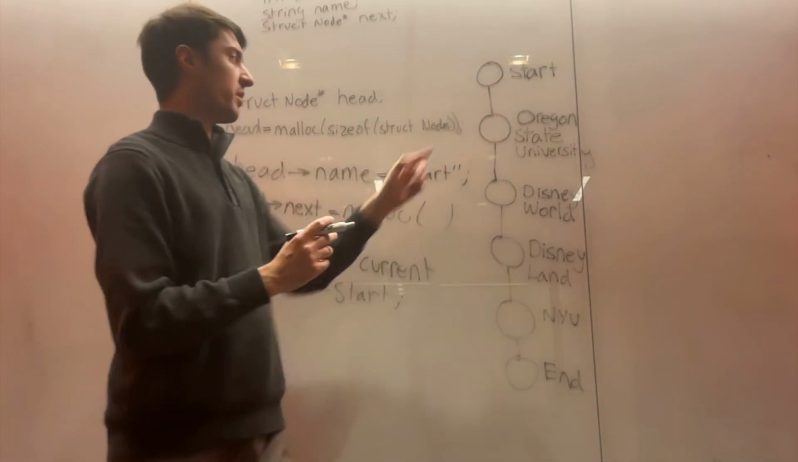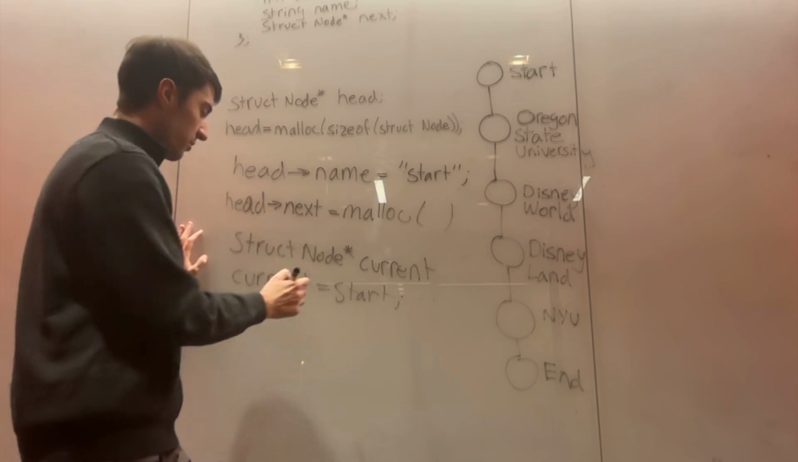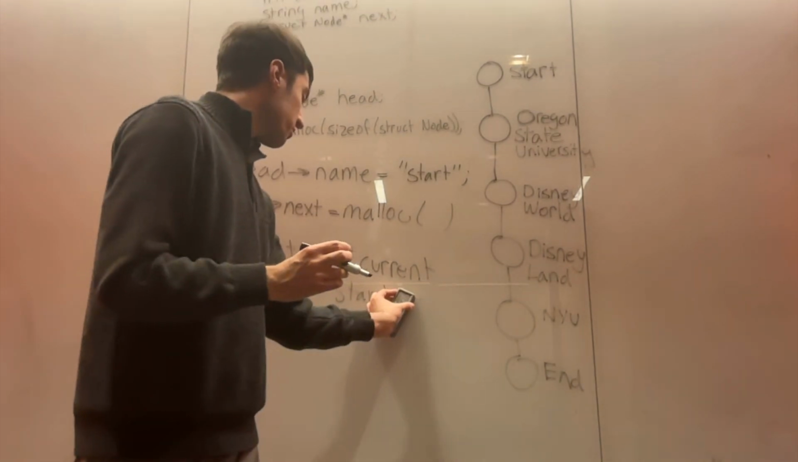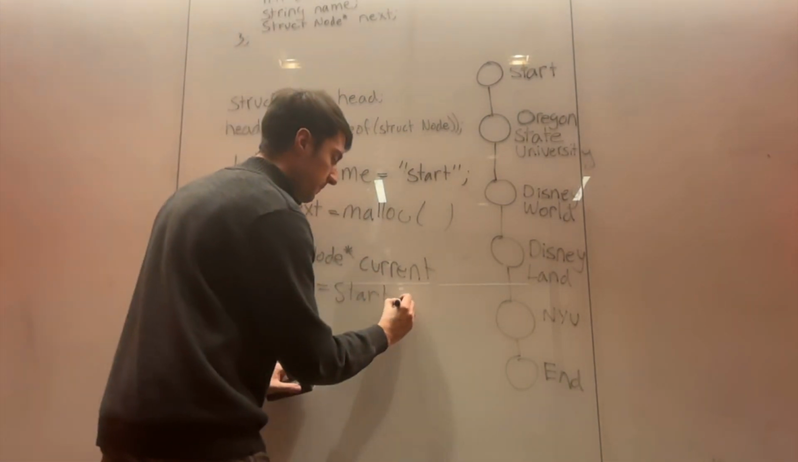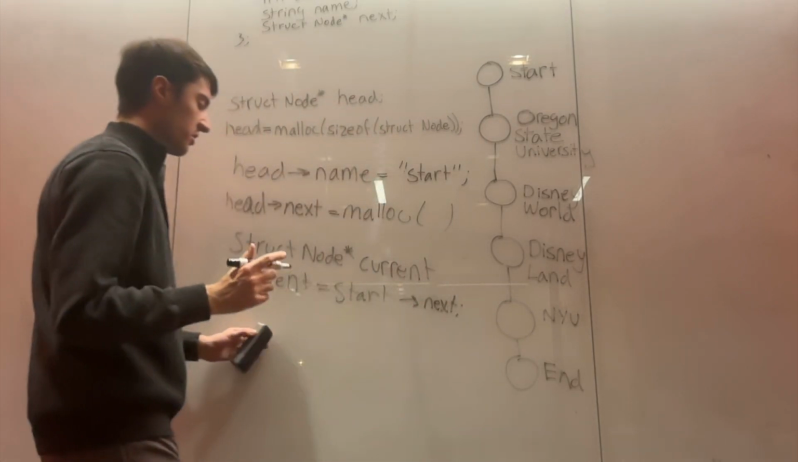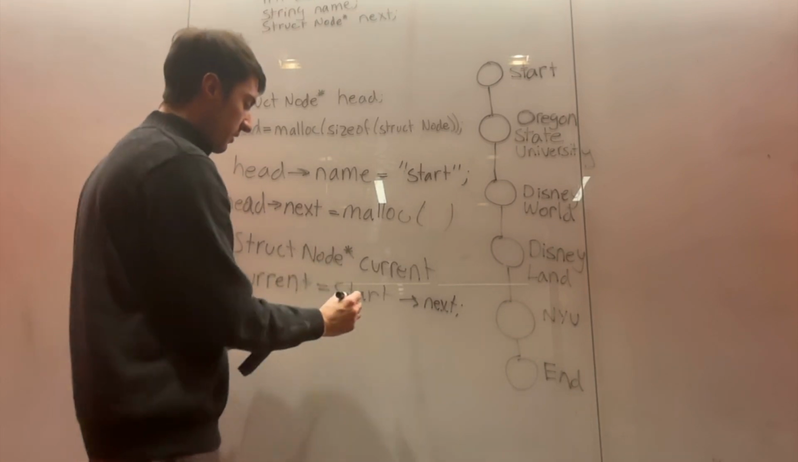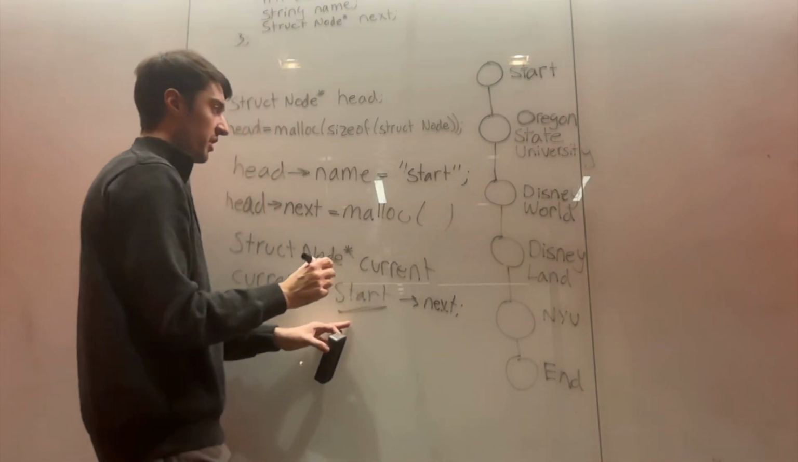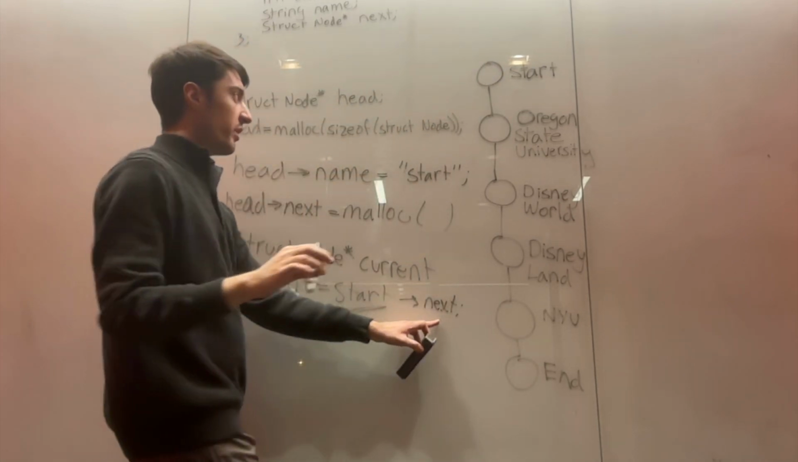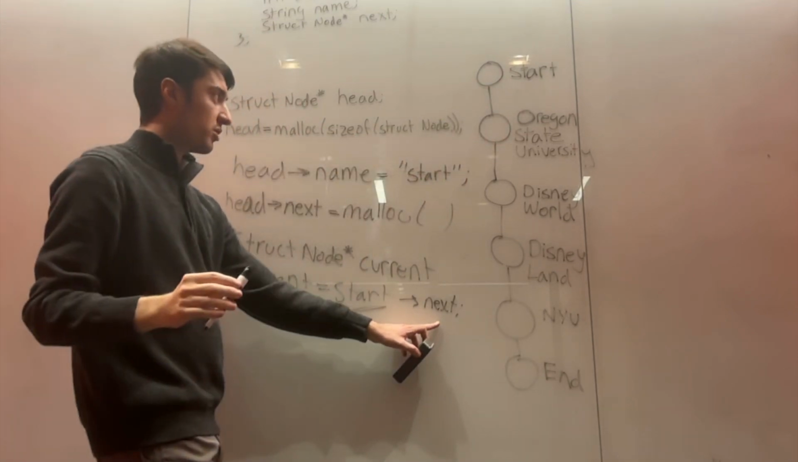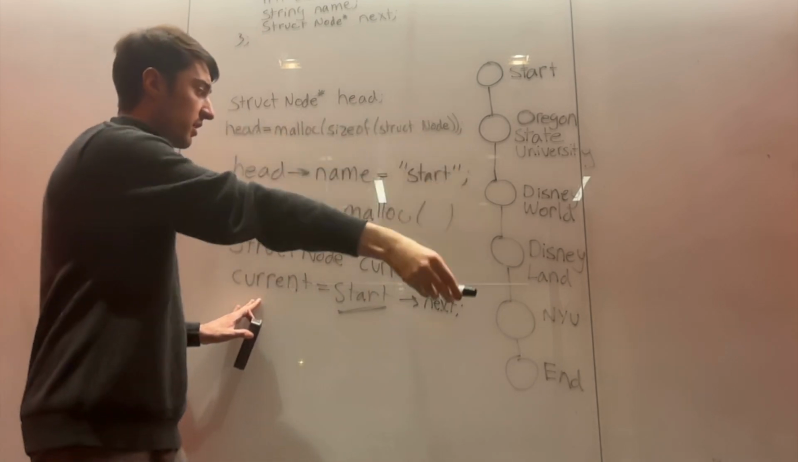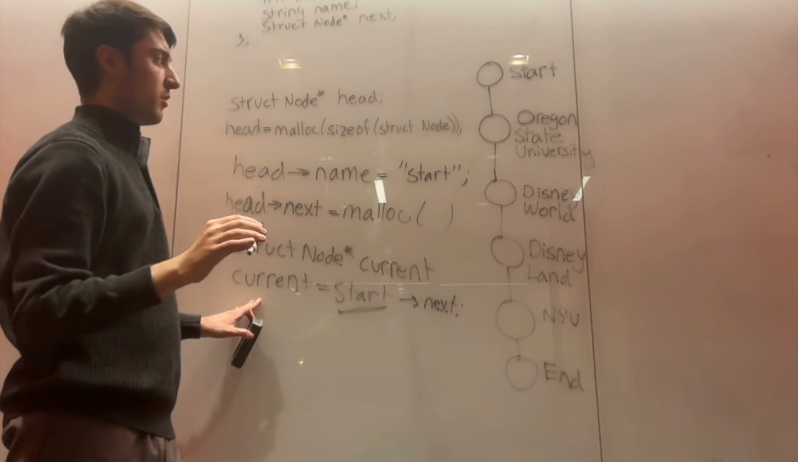Well, let's say that we want to get to Oregon State. What we can do is current equals start, but we don't actually want start, we want start next. So what's this going to do? Well, it's going to take this, dereference it, so it's going to go to start, and then it's going to access the member of next, which is right there. Okay, so now current directs us to Oregon State University.